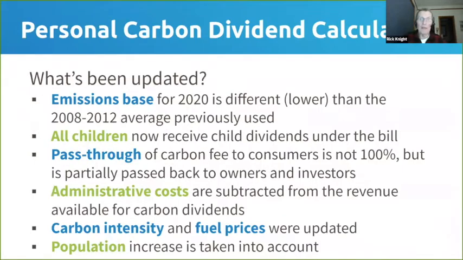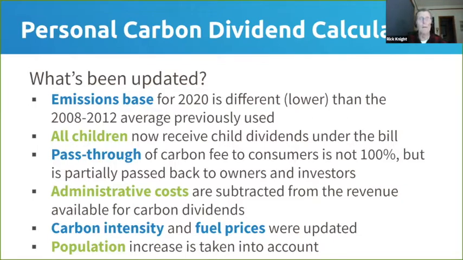Well, first of all, because the carbon fee is tied to the tons of emissions nationwide, that base had to be updated to reflect the best estimate for 2020. The old calculator used an average over 2008 to 2012, and those emissions were significantly higher than today. And also, it didn't account for what's actually covered by the legislation, so the emissions base is a little bit lower.